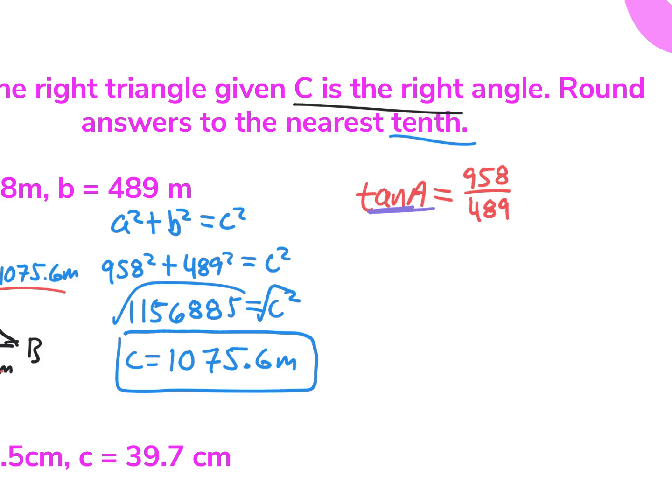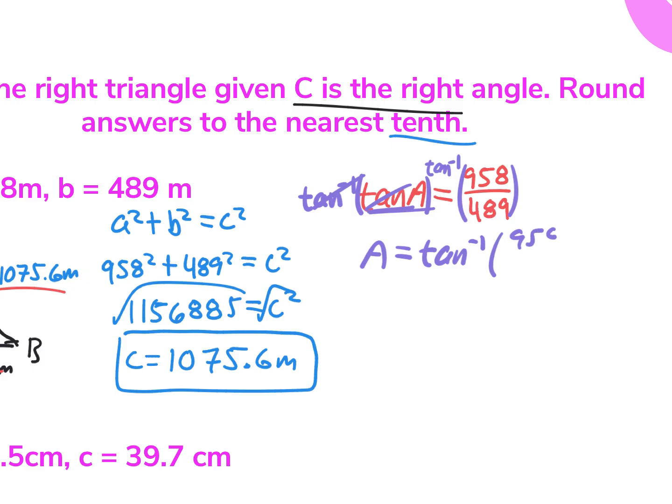Yeah, good, right? So if we remember from geometry, there was a little button, and it was tan with this -1, right? That just means tan inverse. If I do that to both sides, then you get rid of the tangent over here. And then you're just left with A equals tan inverse of this big fraction right here, 958 over 489.